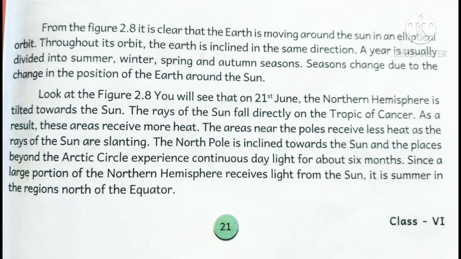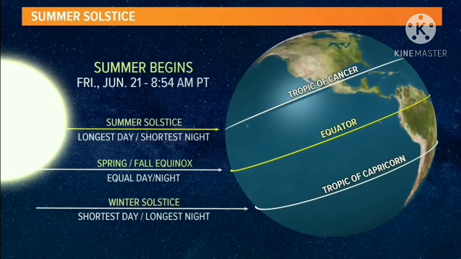Next, a year is usually divided into summer, winter, spring and autumn seasons. Seasons change due to the change in the position of the earth around the sun. Already we have seen how this position of the earth, that is rotation and revolution, causes the seasons. Now we are going to see. First we will see summer solstice.